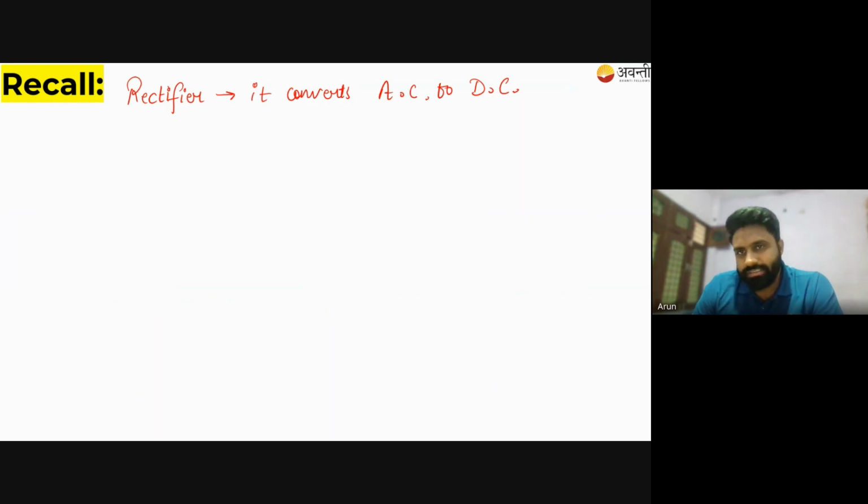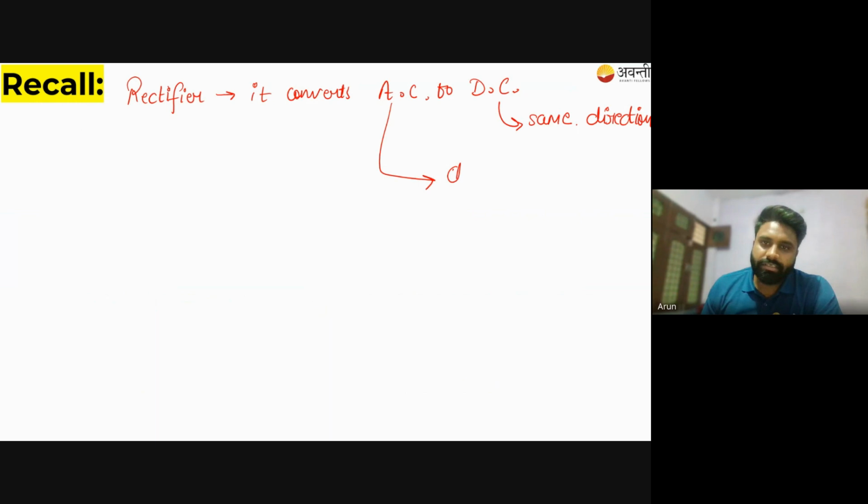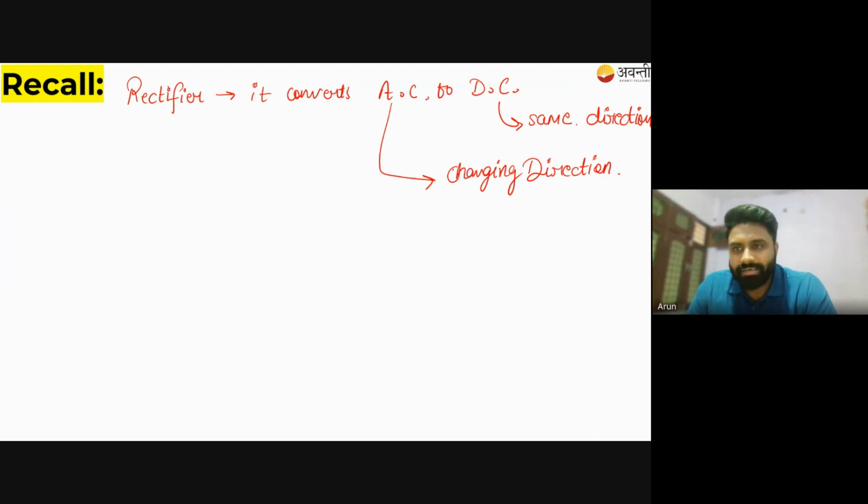What is DC? DC is direct current, which has the same direction. The magnitude of the DC you can vary, but the direction of the DC current will be the same. If it is flowing in the positive direction, it will be positive throughout the time the current flows in the circuit. But for AC, it is changing its direction. We have to convert AC to DC, so a rectifier is a device that helps us.